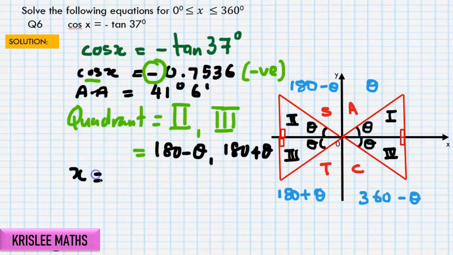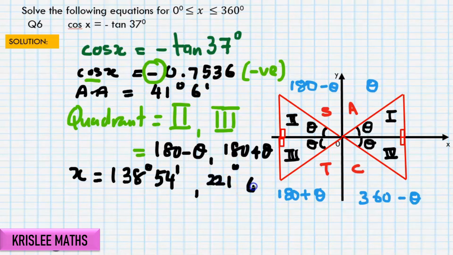Now you can find the x values. So 180 minus theta, theta is 41 degrees 6 minutes. You will obtain 138 degrees 54 minutes. 180 plus the second value, 180 plus theta, so 180 plus 41 degrees 6 minutes, which will give you 221 degrees and 6 minutes. So these are the possible values of x for question 6.